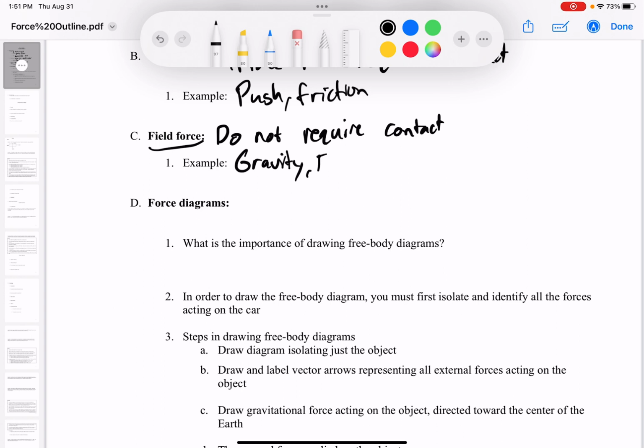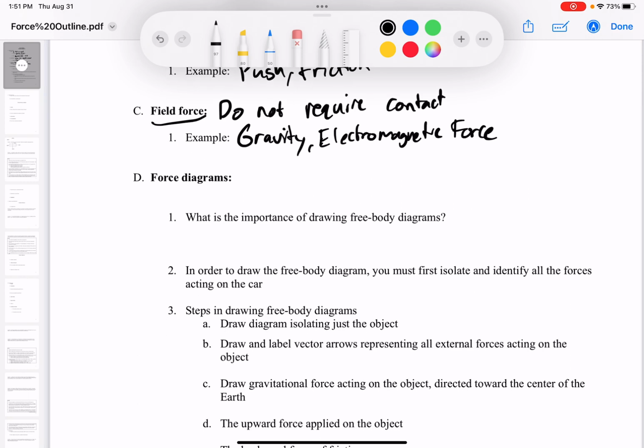Another example would be the electromagnetic force, okay? Just think magnets, right? Magnets don't have to touch each other to act on each other. They just have to be close.